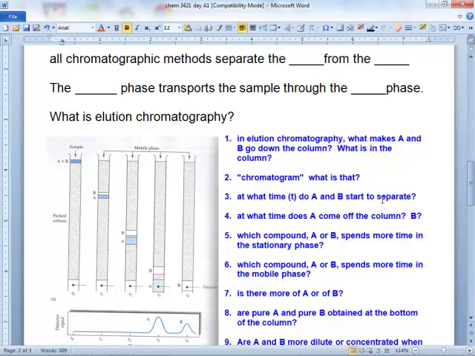I'm skipping around here. Which one am I on? I'm on 5. Which compound, A or B, spends more time in the stationary phase, Anna? They came off at different times. Which compound, A or B, spends more time in the stationary phase? B, yeah, right? Because he took longer to get off of the darn thing.